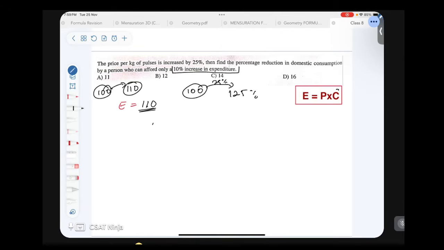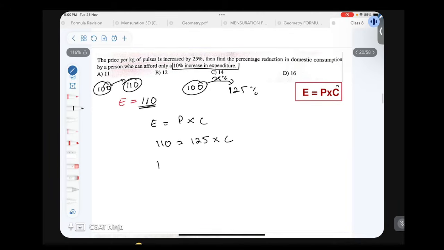So what I'll do is, expenditure equals price into consumption. Expenditure he can afford is 110, and the price has gone up to 125, and the consumption will be how much? So 110 divided by 125 is equal to C. But remember, this one is in terms of fraction. If you want to get your answer in terms of percentage, we'll multiply by 100.